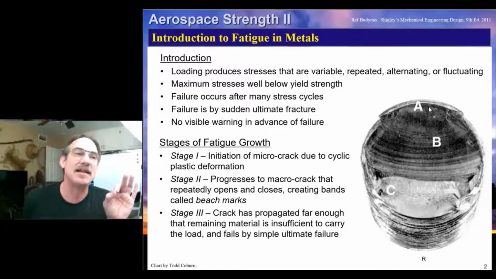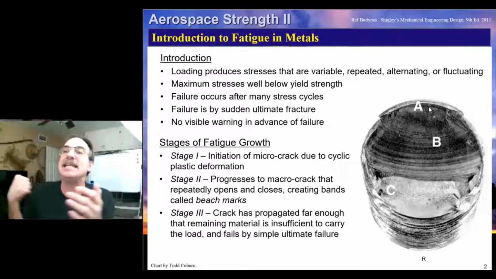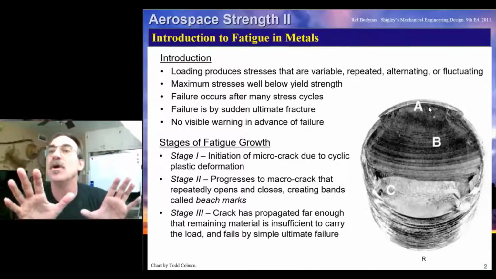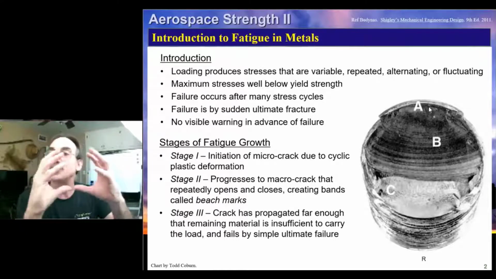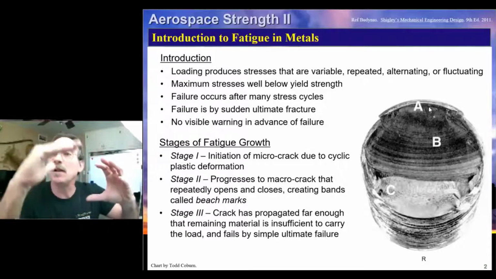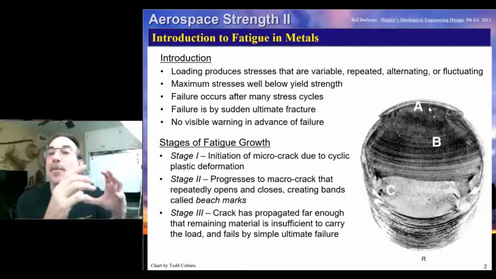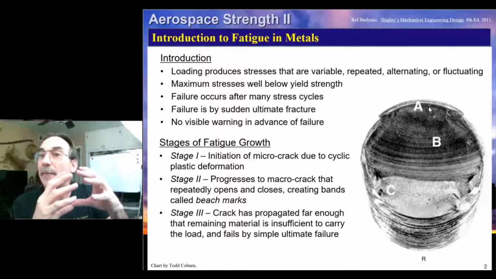The defect started in this part. Maybe there was a defect. Maybe somebody scratched the thing. Maybe it got dinged during manufacture. Or maybe it got to a stress level that went up a little bit into the yield and caused some permanent set that then started to propagate.